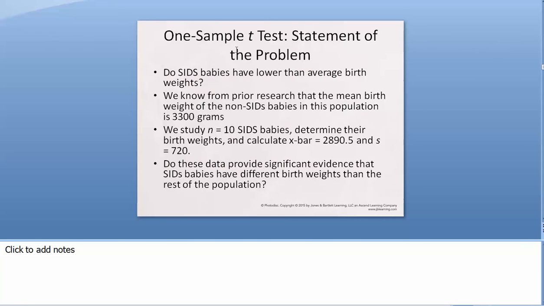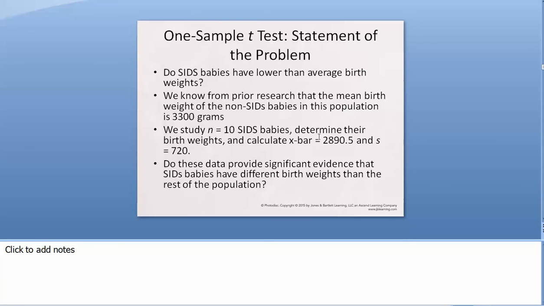Now this is just an example of how you do a t-test for one sample. Do SIDS babies have lower than average birth weights? We know from prior research that the mean birth weight of non-SIDS babies is 3300 grams in the population. We will study only 10 SIDS babies because SIDS babies are not that common, so you cannot have a large sample. In situations like this, we have to resort to the t statistic.